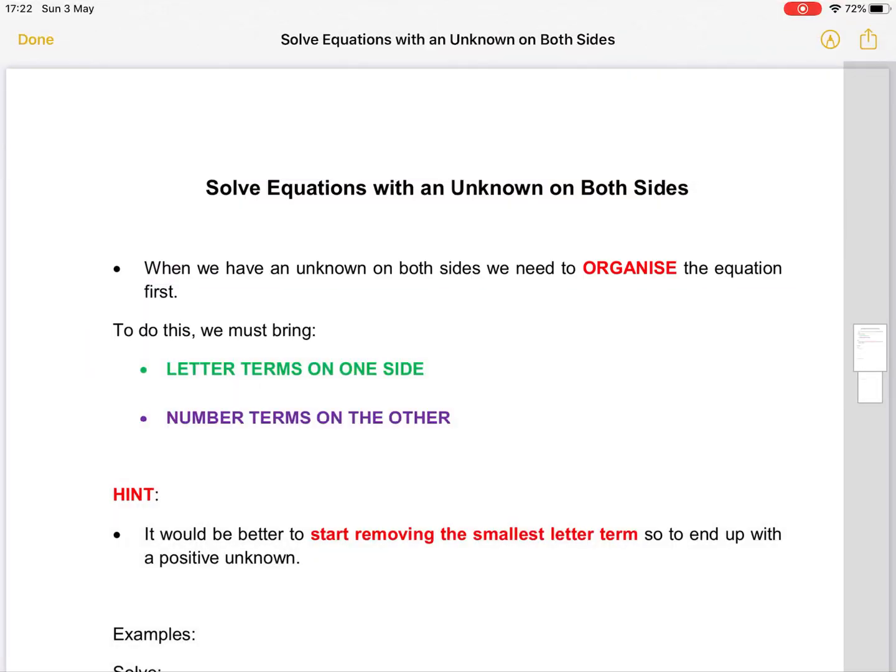Good morning, boys. Today we are going to solve those type of equations which have an unknown on both sides. For example, it has a on both sides or b on both sides, okay?